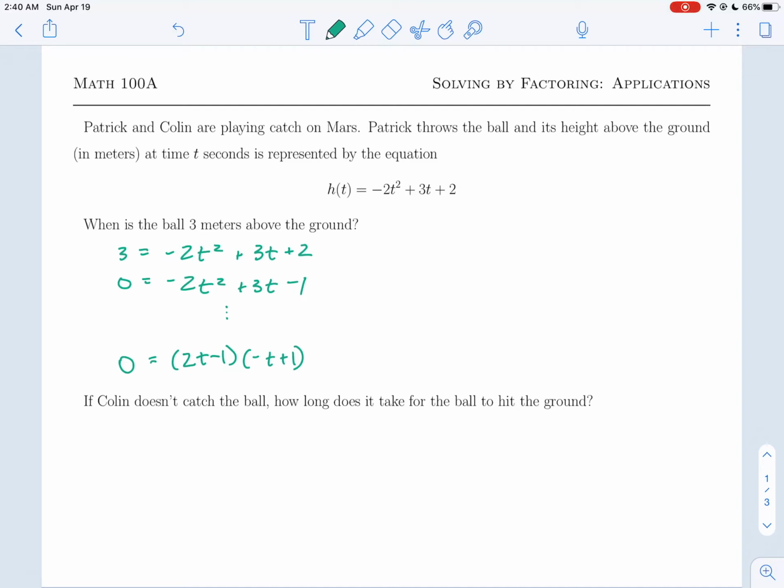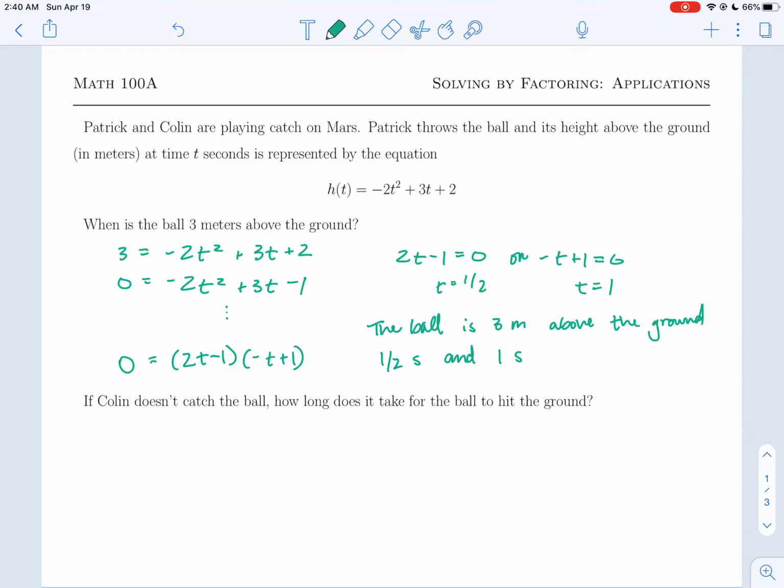Okay. Now we're going to move on to doing that zero product property. So I've got that 2t minus 1 equals 0, and I've also got that negative t plus 1 equals 0. So solving this out for those t's, on the left side here, I'm going to get that t equals a half. On the right side there, I'll get that t equals 1. So the answer to this question is going to be that the ball is 3 meters above the ground half of a second and 1 second after Patrick throws it.